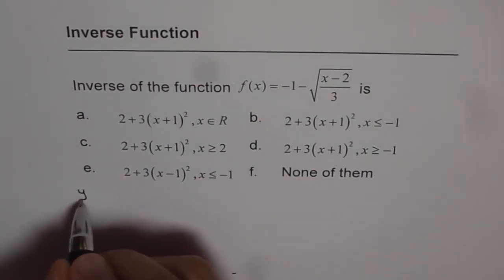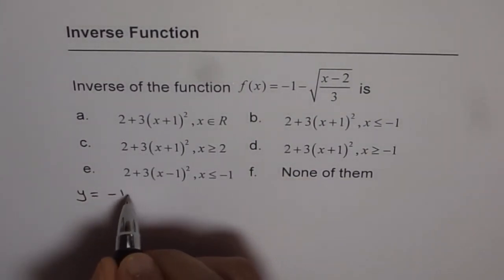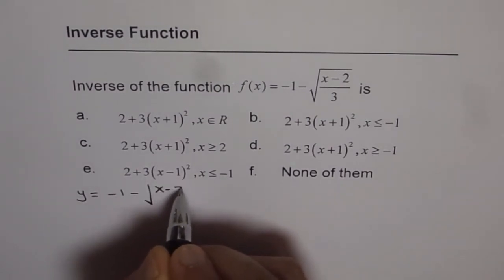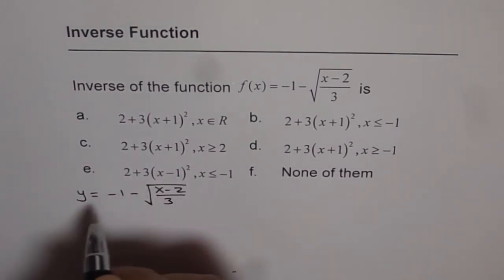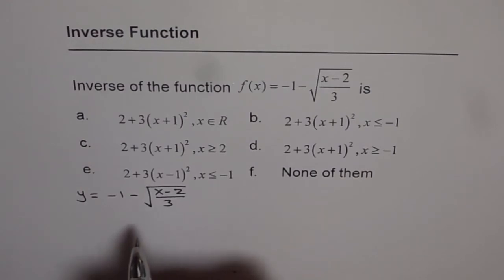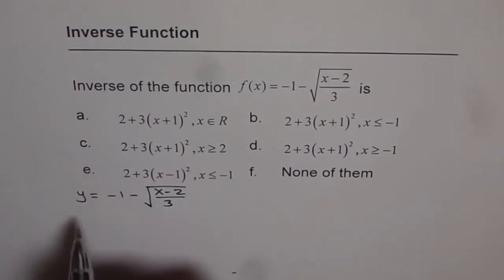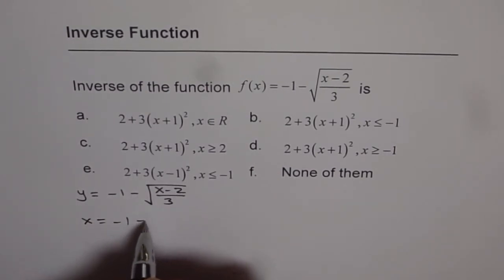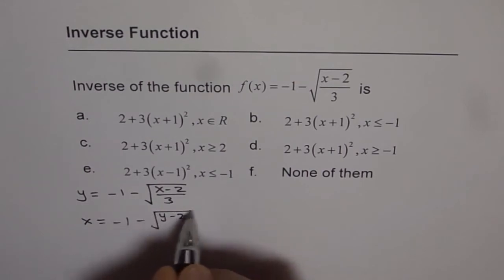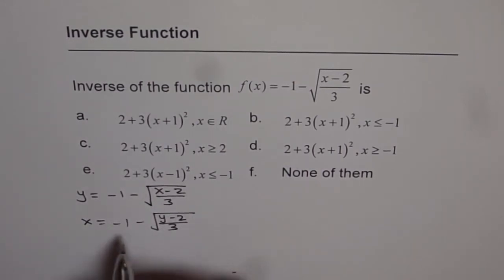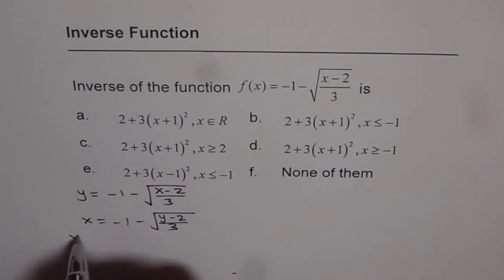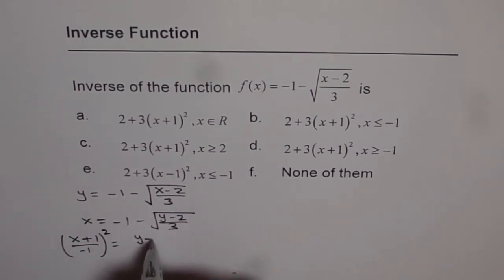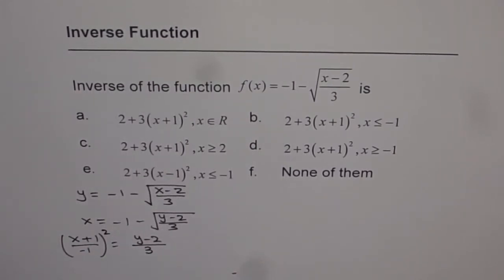So the given function is y equals minus 1 minus square root of (x minus 2) over 3. To find the inverse of this function, we need to swap x and y and then solve for y. So we get x equals minus 1 minus square root of (y minus 2) over 3. Now we can take 1 on this side, x plus 1, divide by this minus 1, right? And then square it. So once we square it, we get (y minus 2) over 3 here, right?